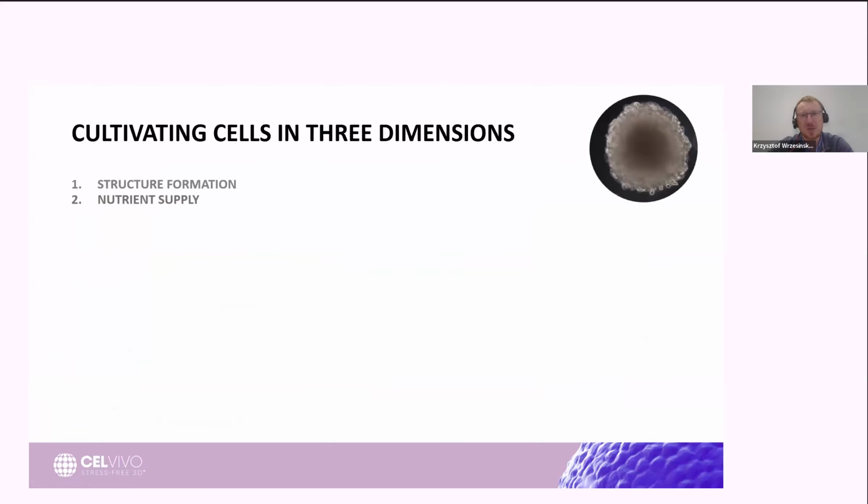Regardless of the method we use to create our 3D models, we have to think about two basic goals: structure formation and nutrient supply. Yes, we would like to build a structure, because we would like to have our cells in a real 3D. And we need to think about delivering the right amount of nutrients and gases for the right amount of time to allow cells to create complex cellular communication and functionality.